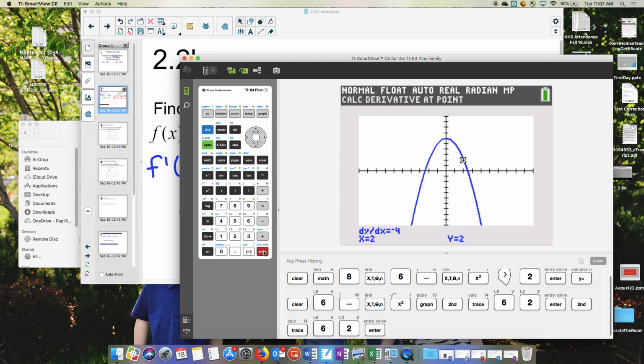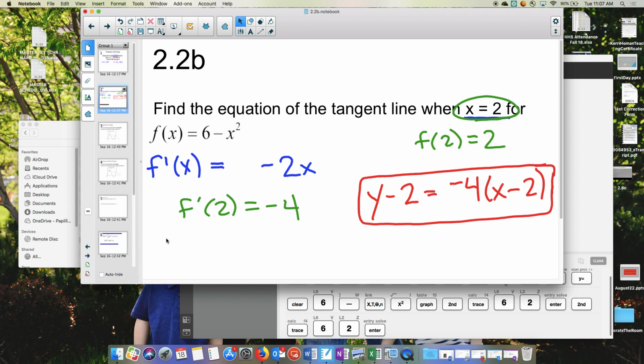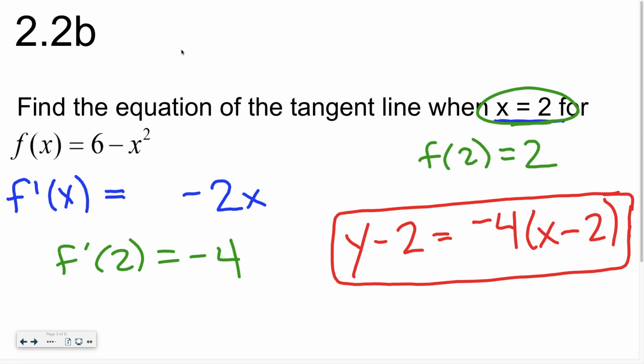All right. So it's not something that you're going to get to use extensively, but something that you can check your work with. Okay? We'll use it more and more as the year goes on. All right? And I'll keep teaching you how to use your calculator in calculus.